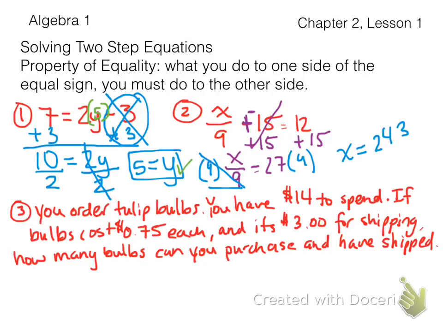So let's go ahead and check that. If we have 243 as x, and we divide that by 9, you're going to get 27. 27 plus negative 15 is going to give you 12. Okay, so there you go. And it's always good to double check your work just to make sure that the equation works.